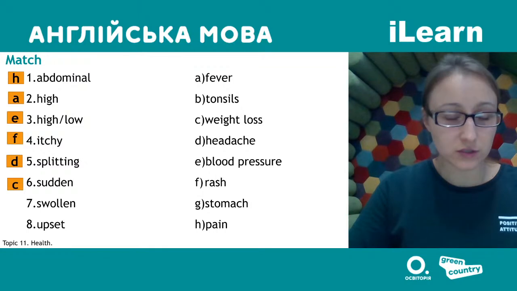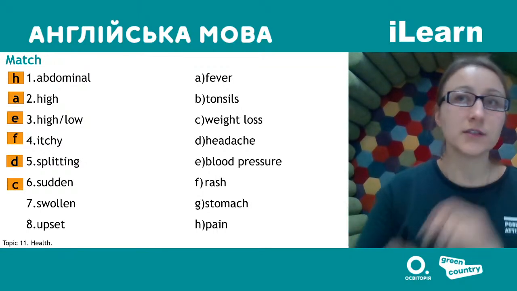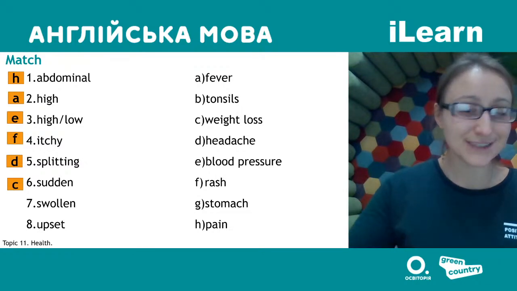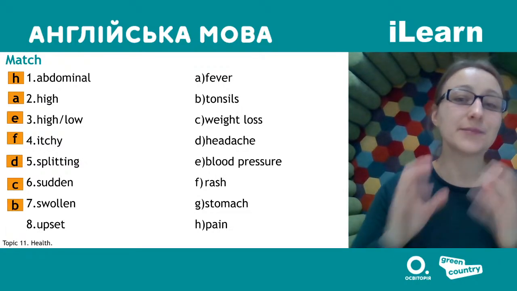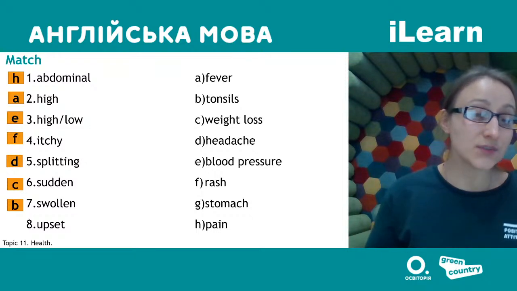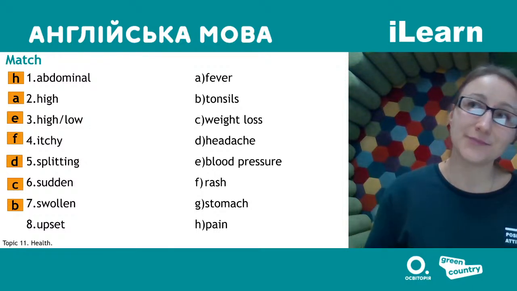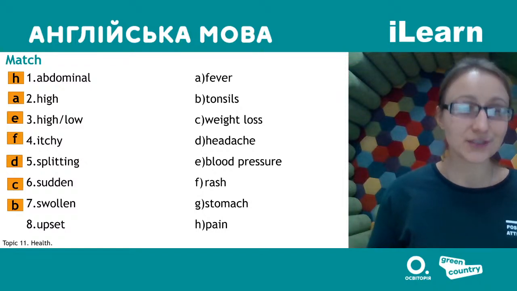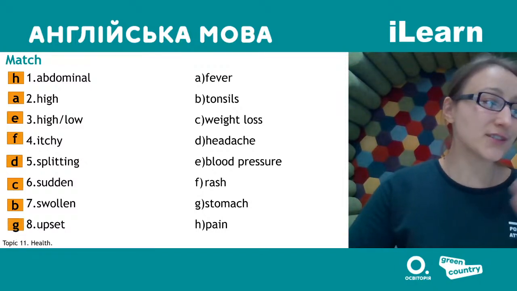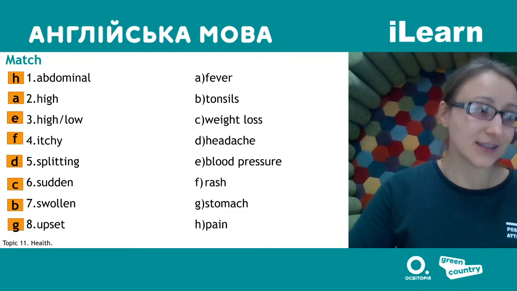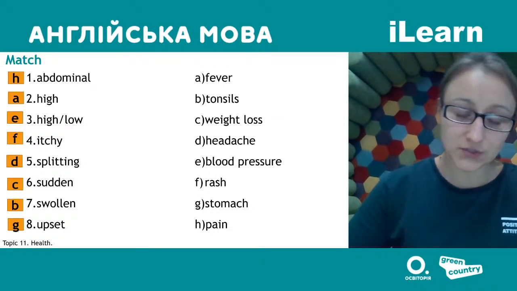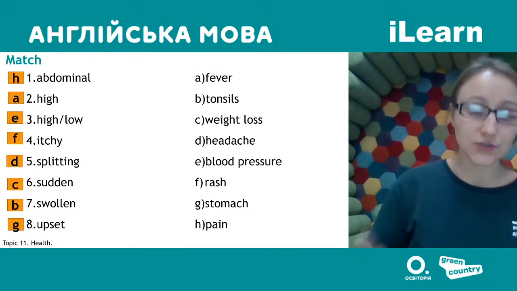Weight loss. Okay. Swollen. Swollen – це набрякші. So what can be swollen? Tonsils. Набрякші миндалини. And the last one, upset. Зазвичай upset ми кажемо, коли описуємо власні почуття. I'm really upset. Я засмучений. But what can be upset? Our stomach can be upset. Yeah, розлад шлунку, we say upset stomach. Also, it's a common collocation, so you should remember it.